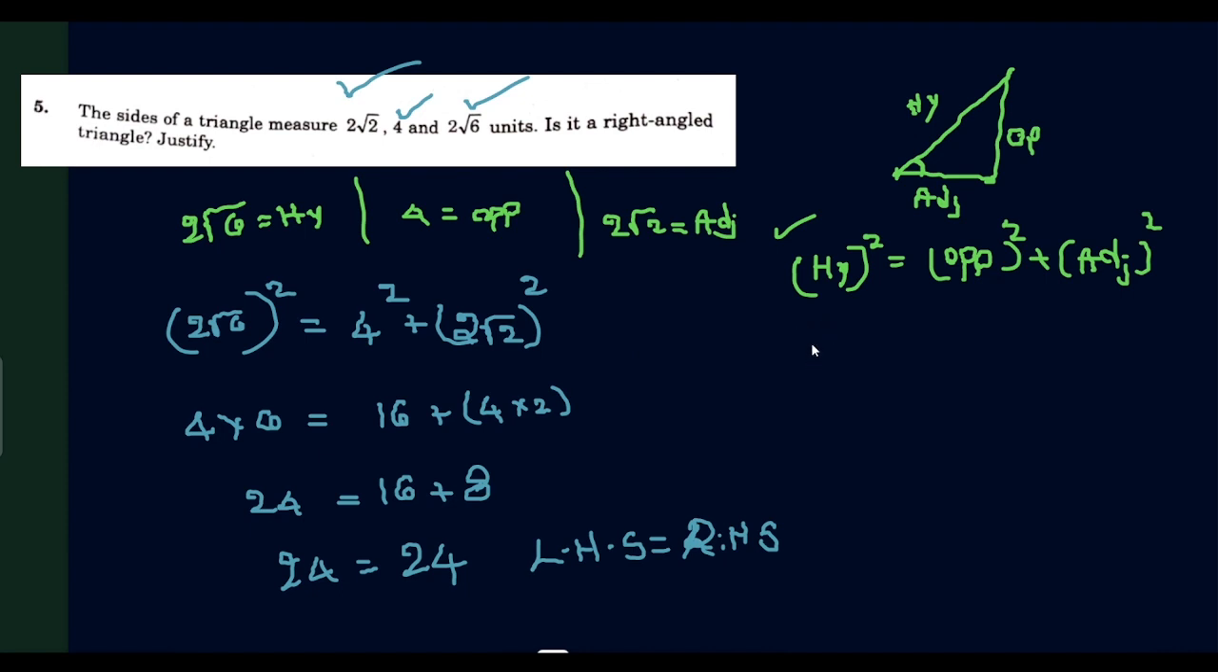So here our hypotenuse is 2 root 6, opposite is 4 and adjacent is 2 root 2. Yes, it satisfies the right angle triangle Pythagoras theorem. So all these are the sides of the triangle. For this question you get 2 marks.